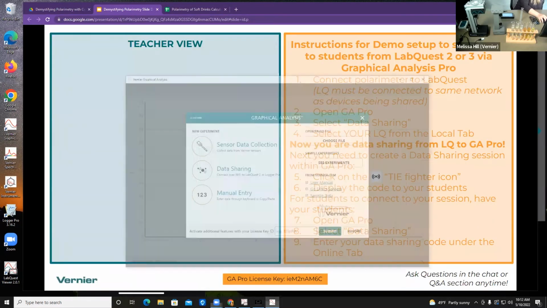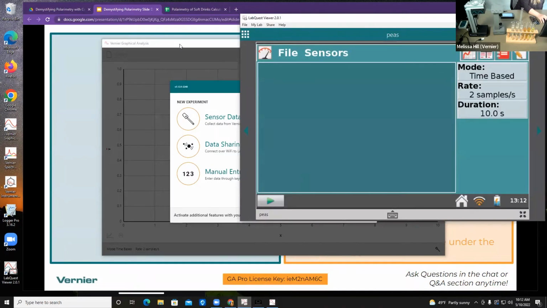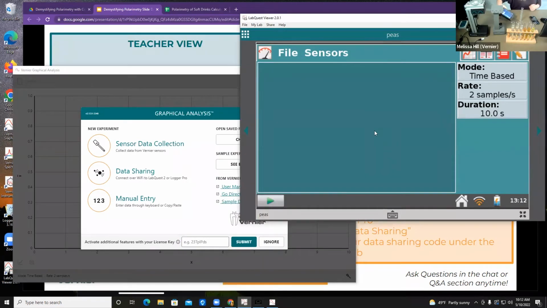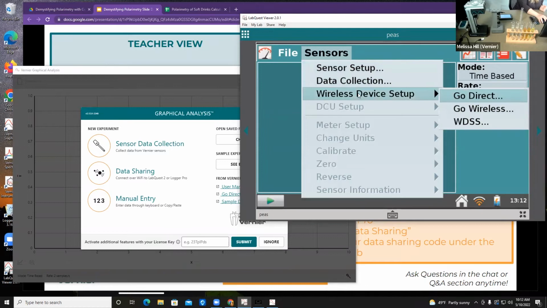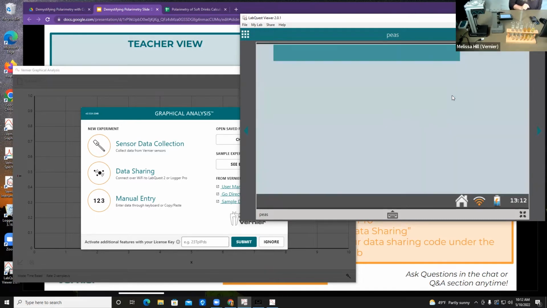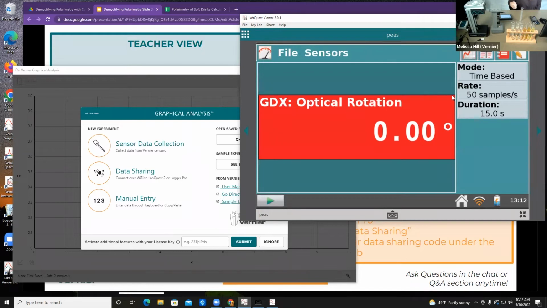All right, so I'm going to pull up a piece of software here called LabQuest Viewer, so you all can see my LabQuest screen, since it's kind of tiny in the little video corner. I'm going to connect my Go Direct Polarimeter to my LabQuest. So first I got to turn it on. It's Bluetooth broadcasting. Going to click on Sensors, Go Direct. And for some reason, I always have to select it before it actually will show up. So now we're connected, and you get that big red box that says you're connected.